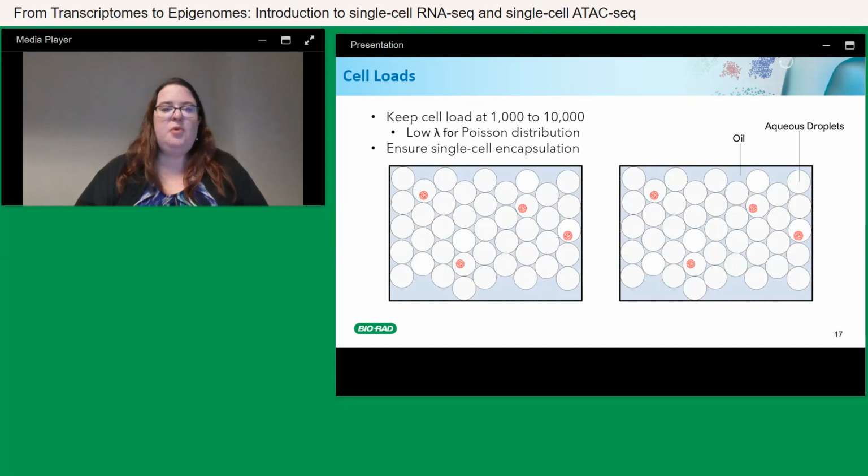When cells or beads are kept in low concentration, they are encapsulated in mainly a single object manner. A cell load of 1,000 to 10,000 cells keeps the Poisson distribution lambda low, ensuring only one cell is in any one droplet that is formed. A higher lambda value could result in droplets containing more than one cell, which would not allow us to analyze these cells individually.